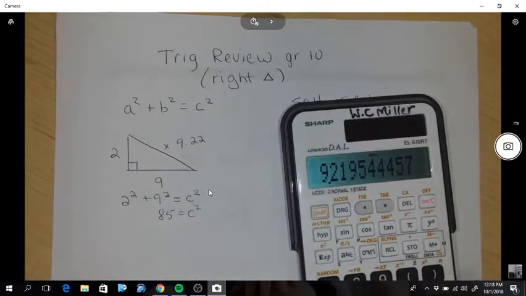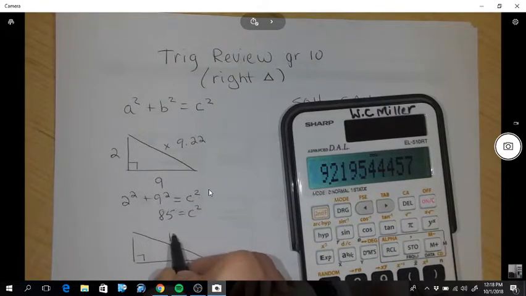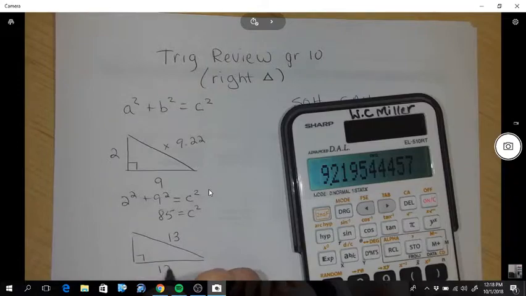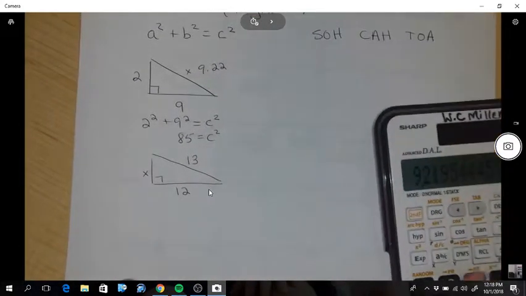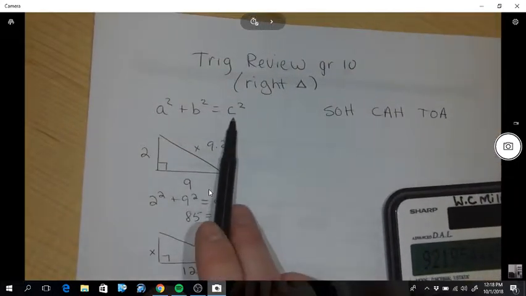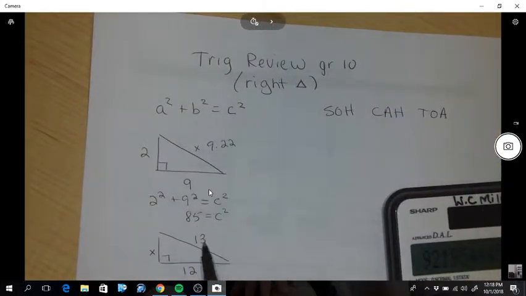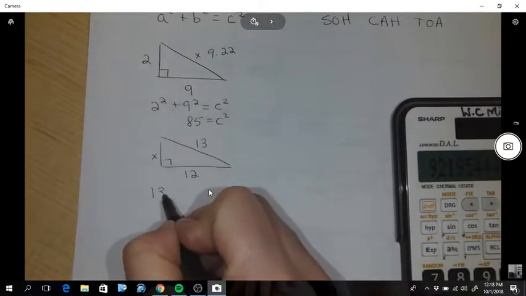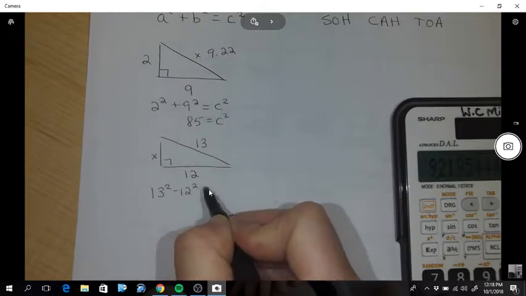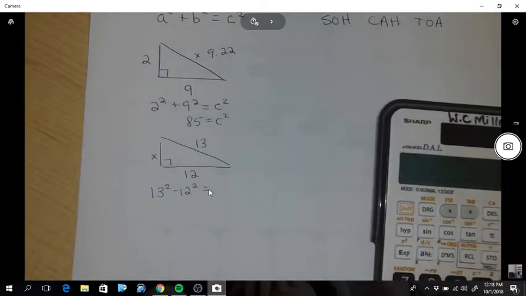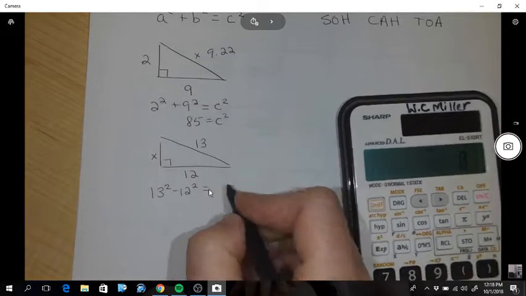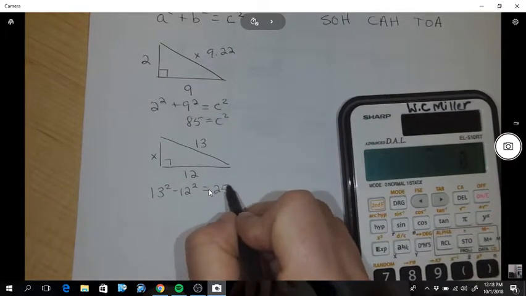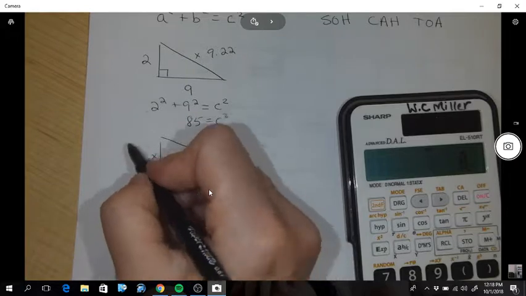Okay, then the other way to use that formula would be, what if I gave you those two sides? In this case, when you think about the formula, you already have the C squared, that's the longest side. So if you're finding a shorter side, you should be doing subtraction. Subtraction would look like this: 13 squared subtract 12 squared in my calculator is 25. So therefore I know that this side is 5.